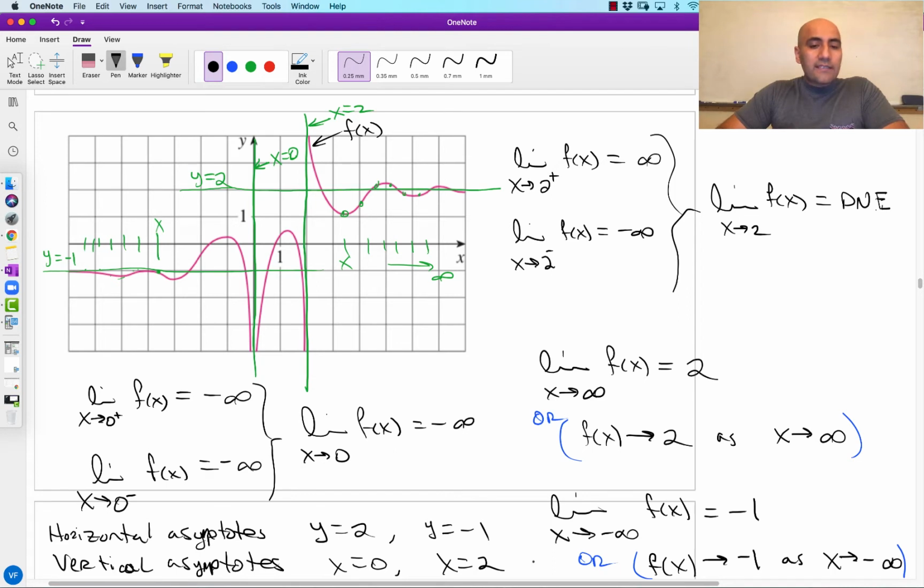Okay, so horizontal asymptotes at lines y equals 2 and y equals negative 1, and vertical asymptotes at x equals 0 and x equals 2.